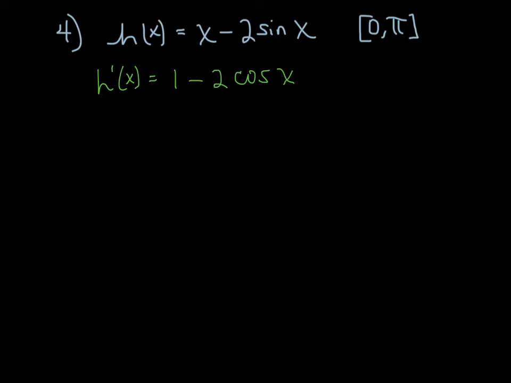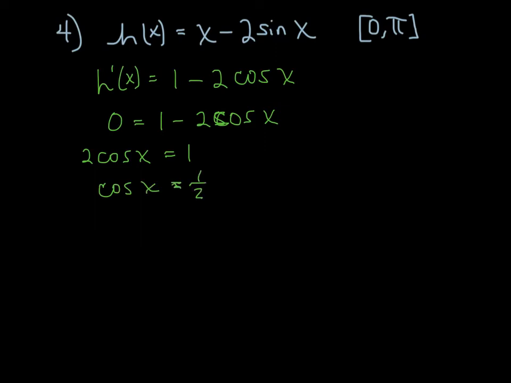All right, so we're going to set that equal to 0. So what happens there? Well, I'm actually just going to add the 2 cos x over. So I'd have 2 cosine x equals 1. Divide by 2, cos x equals 1/2.